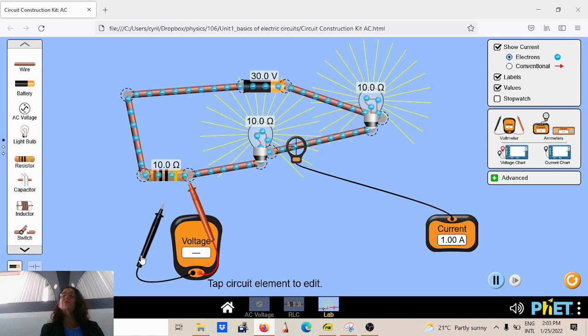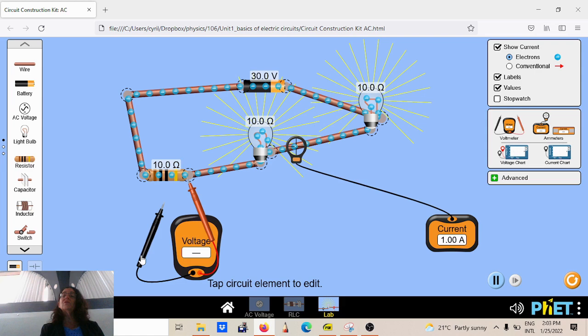You're going to have 10 across this one. If I measure the voltage across that one, it's going to be 10. Okay, it has the same appetite because it has the same resistance. And if I measure the voltage here, it's going to be 10. But if you measure the whole voltage here, it has to be 30. Okay, because it has to add up to 30, conservation of energy. If you have 30 joules per second here, you better have 30 joules per second per coulomb as well.